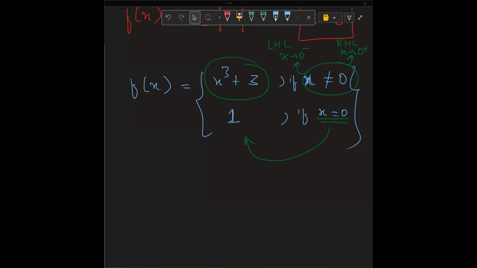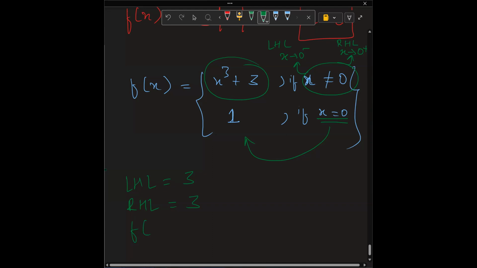Yes, sir. It is not continuous at x equals to 0, right? Why is this not continuous? What is your LHL? My LHL is 3. What is your RHL? It was 3. And what is your function value at 0? Our function value is x cube plus 3. So 3 is equal to 3, but this is not equal to 1. So this is not continuous.